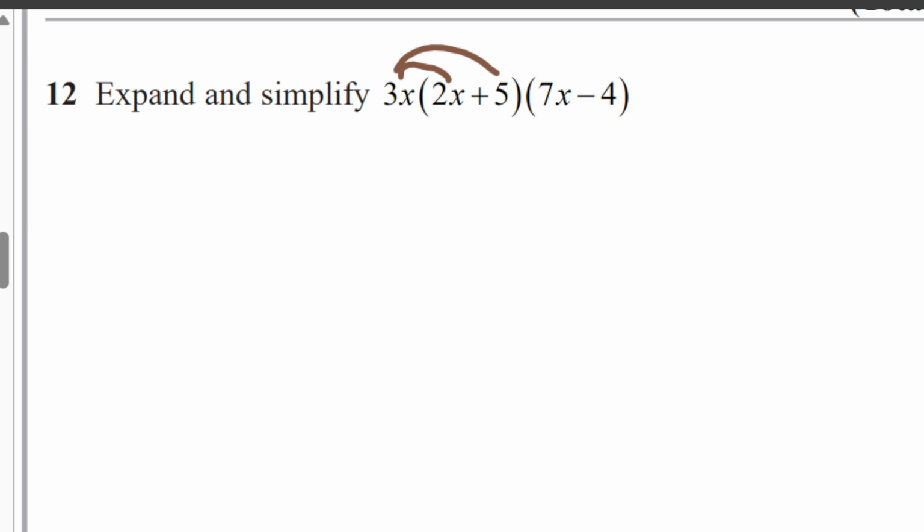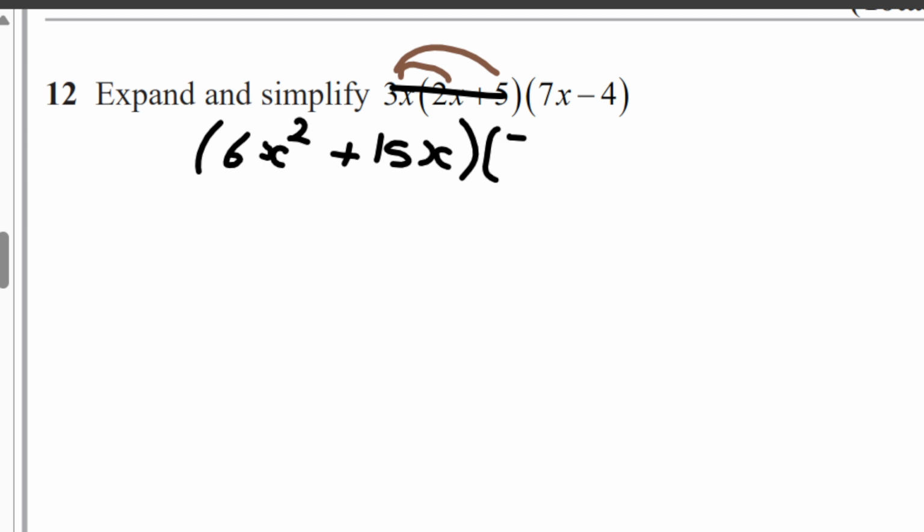Now what's 3x times 2x? 3x times 2x is 6x squared, because 3 times 2 is 6, x times x is x squared. And what's 3x times 5? 3 times 5 is 15, and then just plug this x here. Now we finished with these two, we multiply it with this. So 7x minus 4.